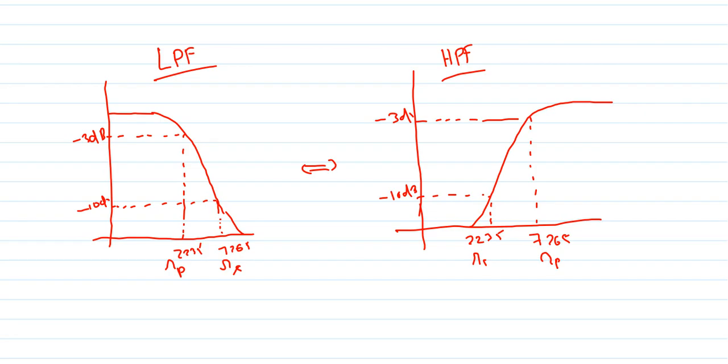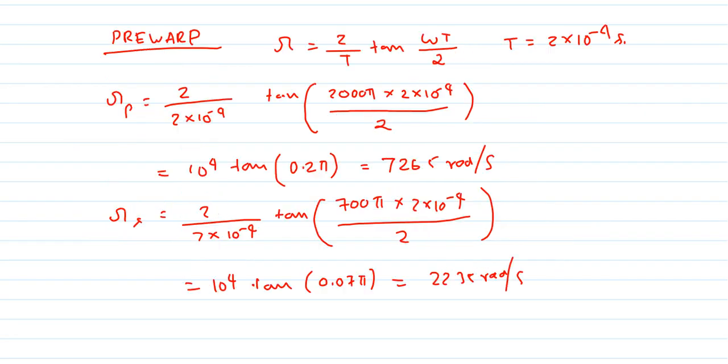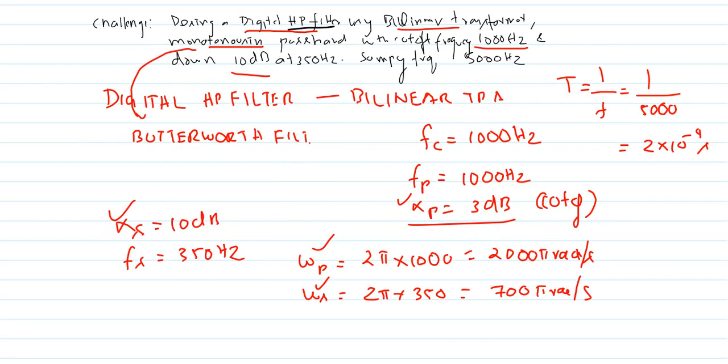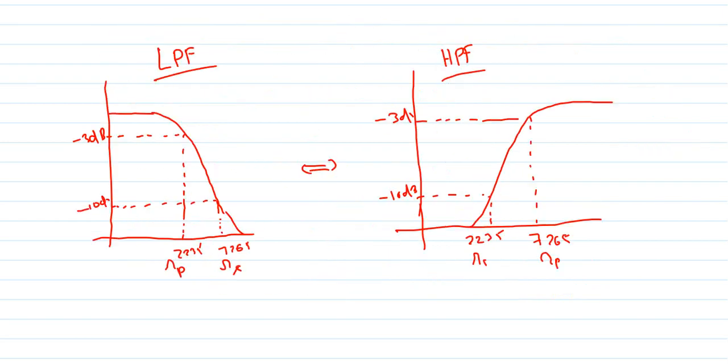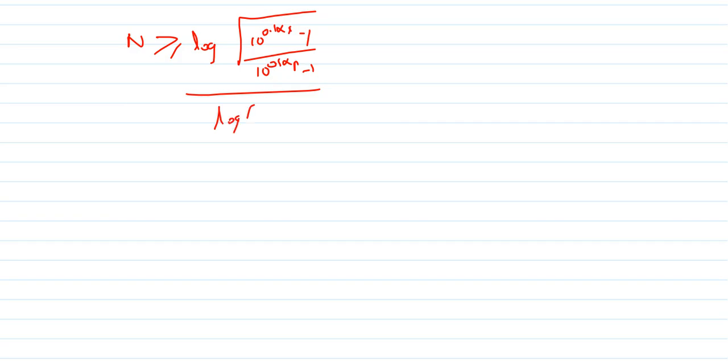First step, we already know that we are going to design a Butterworth filter. So we'll take a new page. For a Butterworth filter, to find the transfer function you need the order. n should be greater than or equal to log of square root of (10 power 0.1 alpha s minus 1) divided by (10 power 0.1 alpha p minus 1), divided by log of omega s by omega p.